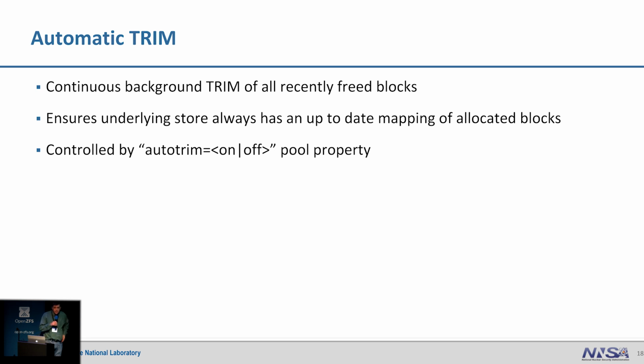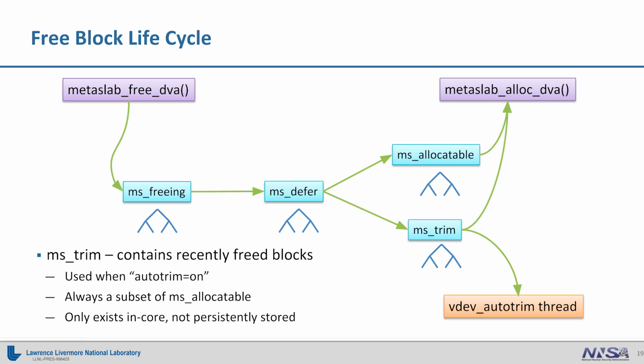What you really want is an automatic trim, right? That runs continuously in the background and trims all the free blocks and always maintains good performance. This way, the underlying storage always has an up-to-date mapping of what the file system thinks is in use and isn't in use, and it can much more efficiently manage that storage to deliver good performance. This was added to ZFS via the autotrim property. There's a property you can set on the zpool, set autotrim on or off. When it's on, you're doing automatic background trimming.